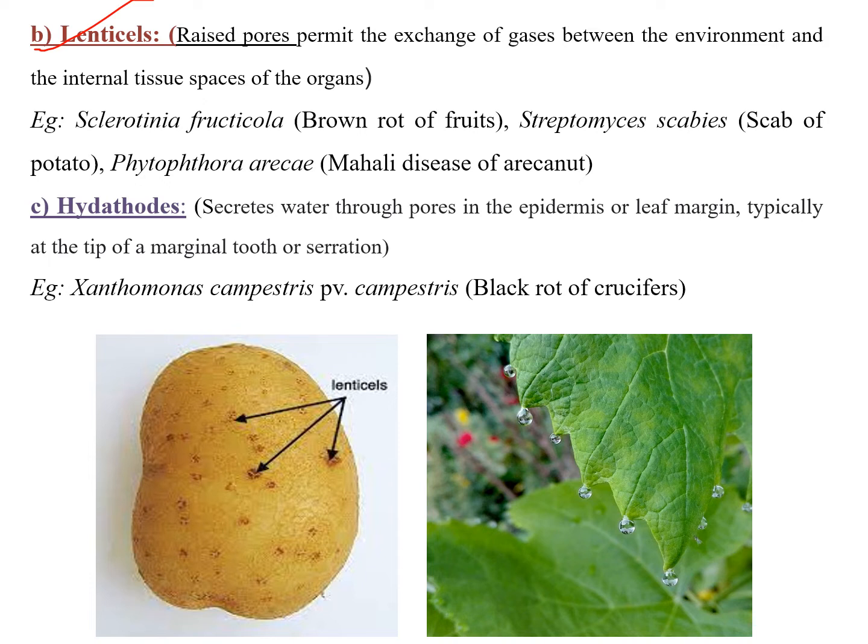And the third natural opening, that is hydathodes. Hydathodes are open pores which secrete water. They are present in the epidermis of leaf margins, typically at the tip of a marginal tooth or serration. Here you can see the hydathodes present at the margins. Through these, water comes out. Through these hydathodes, Xanthomonas campestris pv. campestris, which causes black rot of crucifers, makes its entry.